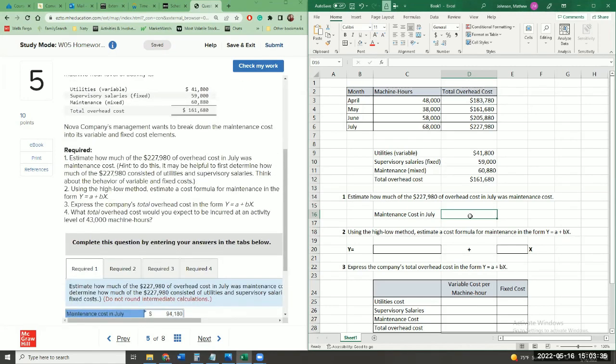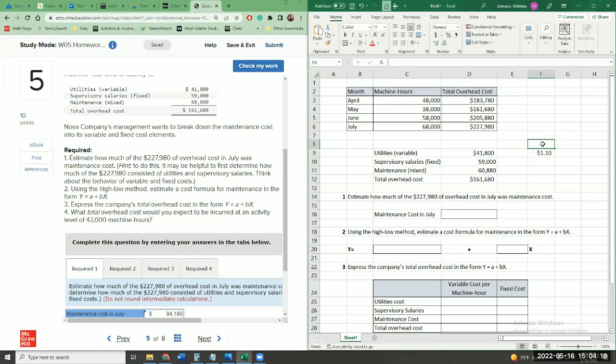Okay, so how much of the 227,980 of overhead cost in July was maintenance cost? So we know that these variables right here, the total is based on the 38,000 machine hours, so it's going to be a different total for July, because remember that the variable per unit is always the same, but the total is different. So what we can do is we can get this 41,800 and divide it by the 38,000 units, or sorry, machine hours.